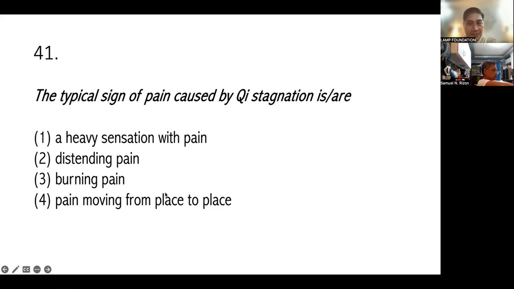Sige po. Number 51. The typical sign of pain caused by Qi stagnation is or are number 1, heavy sensation with pain. Number 2, descending pain. Number 3, burning pain. Number 4, pain moving from place to place. So your answer is? Symptom ng stagnation po ay descending pain at yung hindi fixed na pain. So, letter B ang answer. Migratory, palipat-lipat, no?